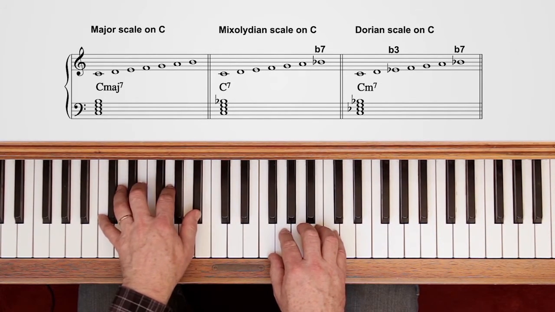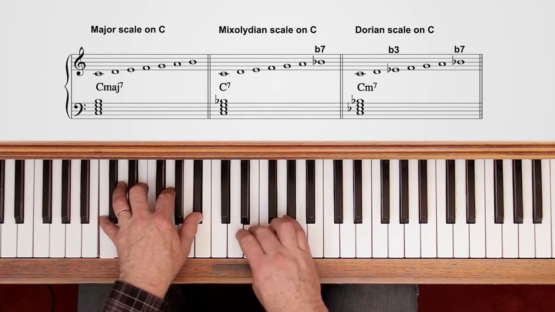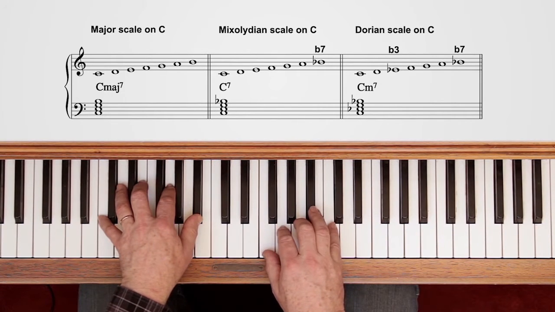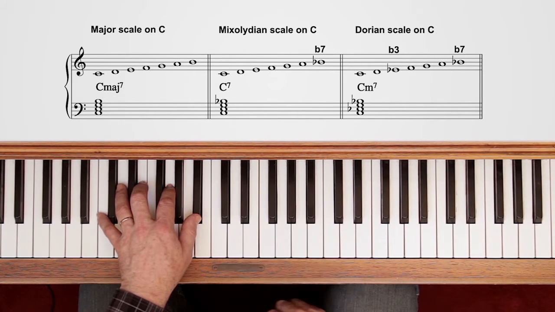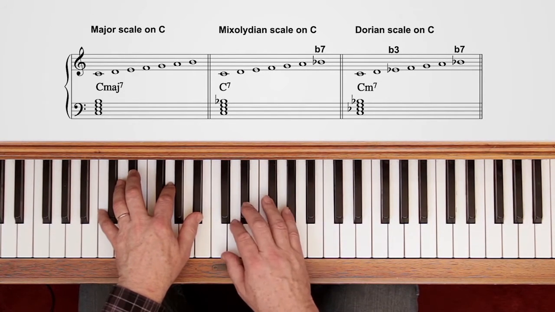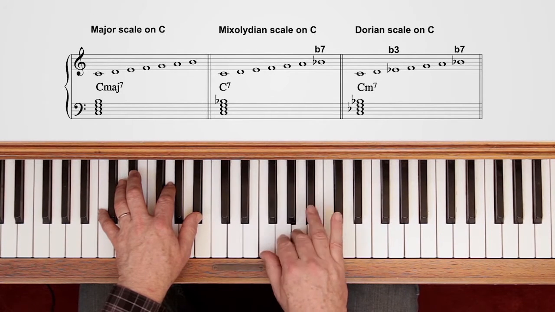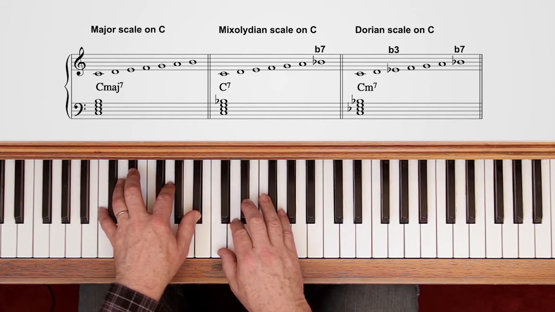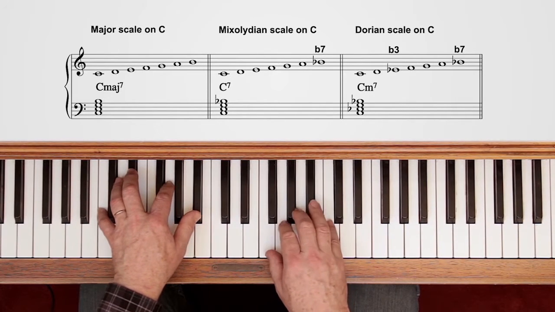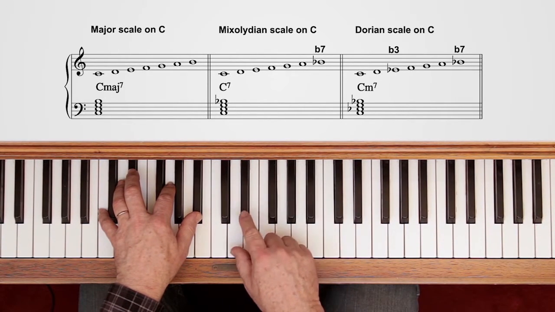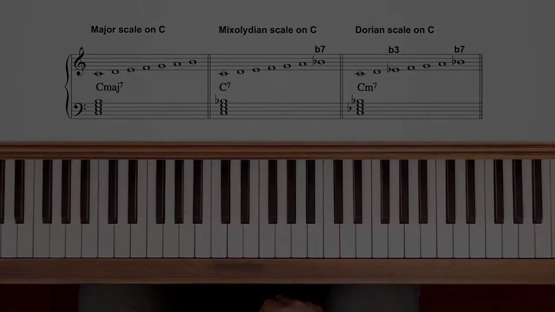Now because we've flattened the 7th in the chord, we just have to flatten it in the scale. That's called a mixolydian scale, but you don't need to know that, you just need to remember that for a C7 chord you must flatten the 7th in the scale. And on the minor chord we've got the flattened 3rd as well, therefore we have to flatten that in the scale. So that's called a dorian scale. Just remember, with minor 7th chords you need flattened 3rd and flattened 7th.